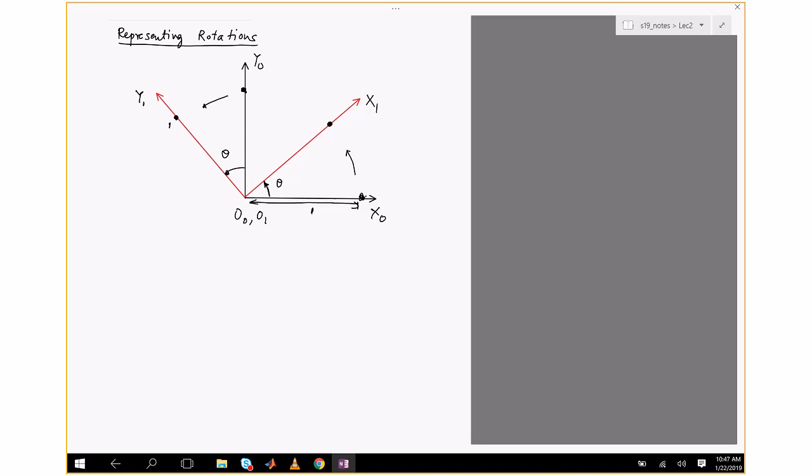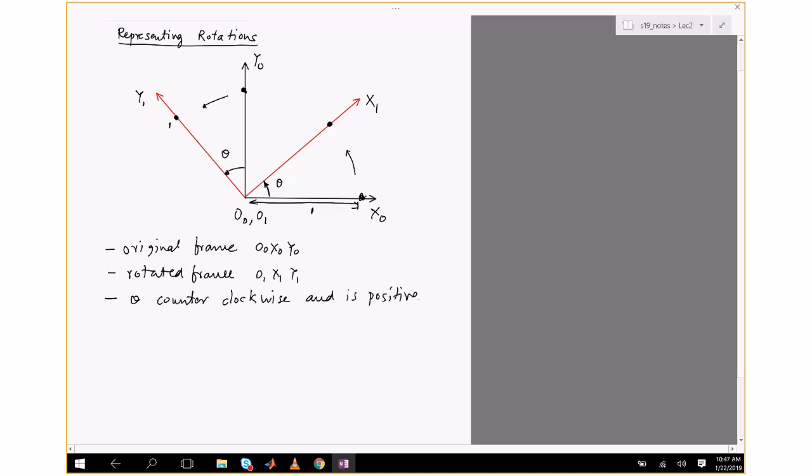Okay, so again, the original frame is O0, X0, Y0, and the rotated frame is O1, X1, Y1. Okay, and our convention is always going to be when you turn things counterclockwise, the sign is positive, and clockwise negative. So theta is counterclockwise and is positive.